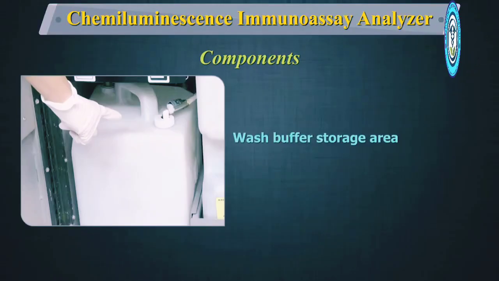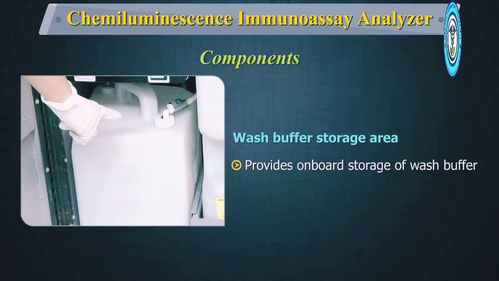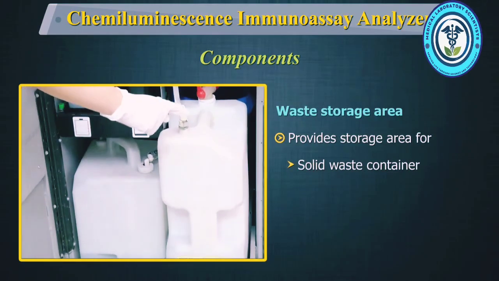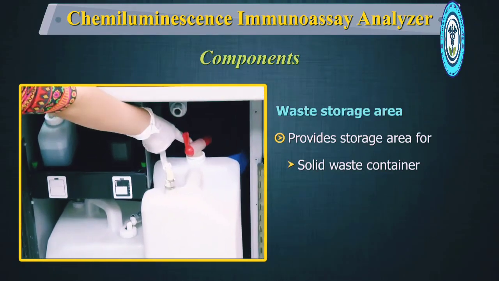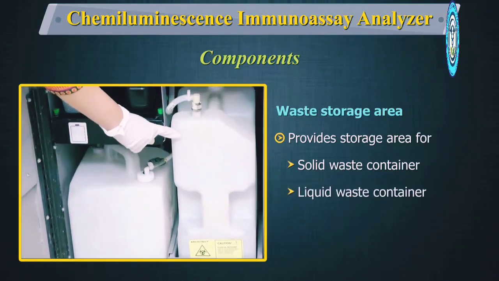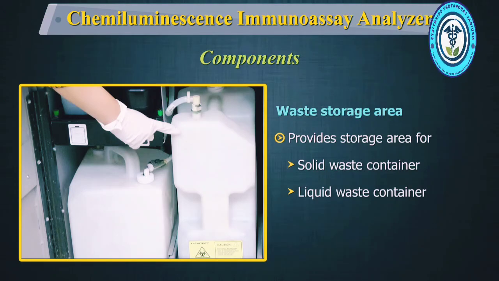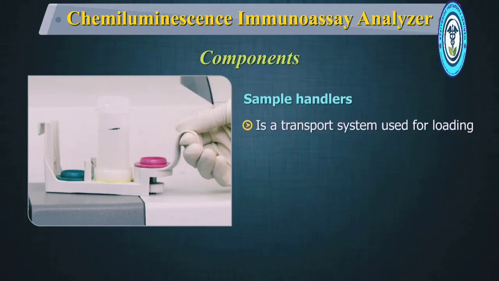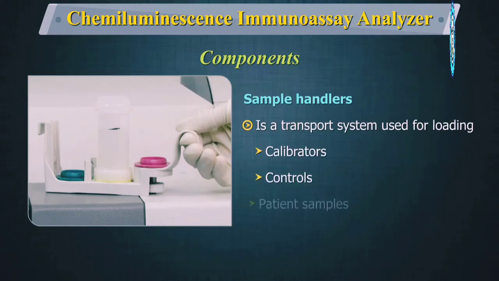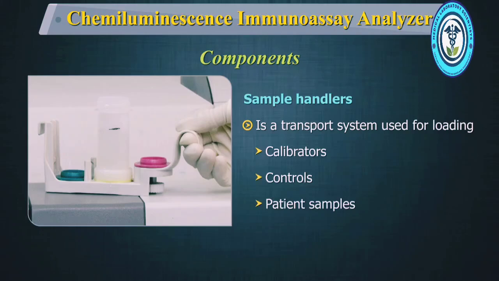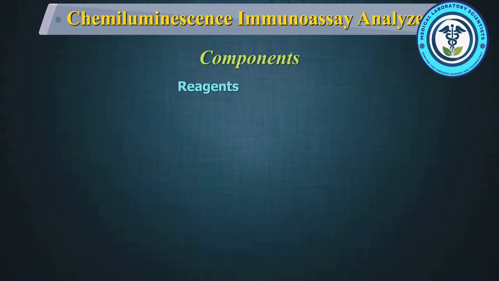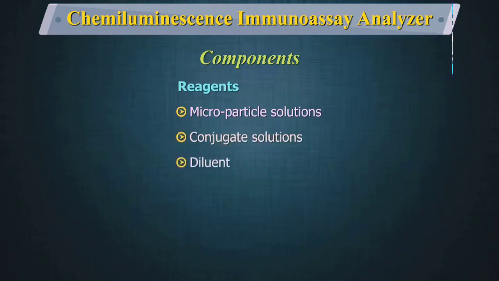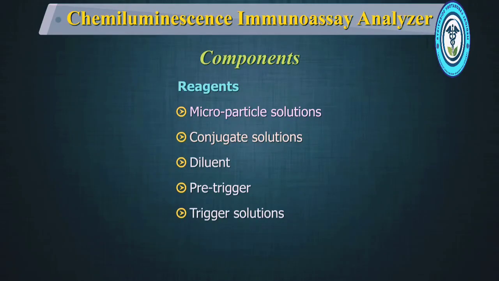Wash Buffer Storage Area provides onboard storage of wash buffer. The Waste Storage Area provides a storage area for the solid waste container that holds used reaction vessels and the liquid waste container. These containers are accessed by sliding out the waste drawer. The Sample Handler is a transport system used for loading calibrators, controls, and patient samples and presenting them to the processing module. Reagents. The basic reagents are microparticle solutions, conjugate solutions, diluent, pre-trigger, and trigger solutions.